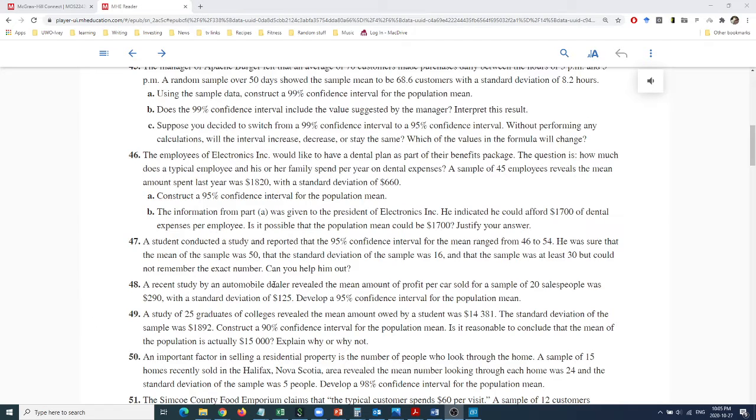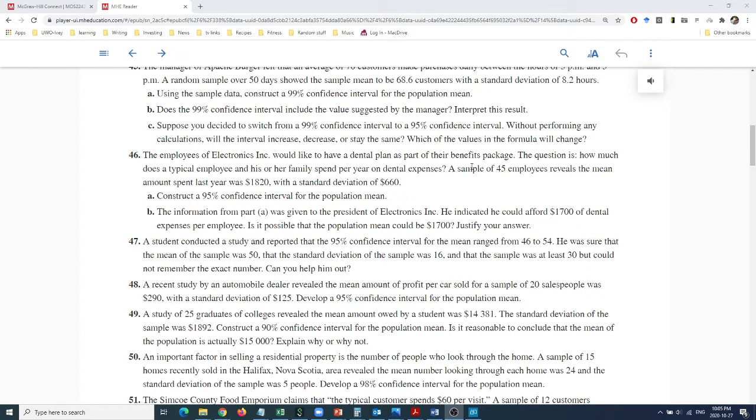Hey guys, so today we're going to be looking at a couple of problems from chapter number 8. Chapter 8 is about confidence intervals, and the first problem we are going to be looking at is problem number 46.